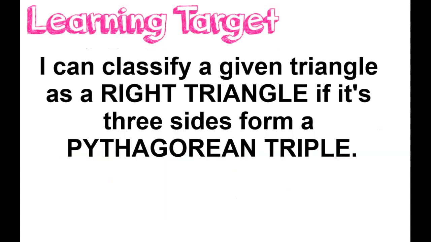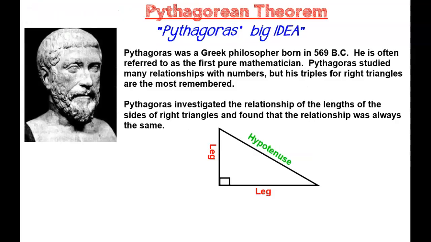By the end of this lesson, you should be able to say that you can classify a given triangle as a right triangle by determining if its three sides form a Pythagorean triple. So let's get started. Who is Pythagoras and what is his theorem all about? So a theorem is like a main idea, right?